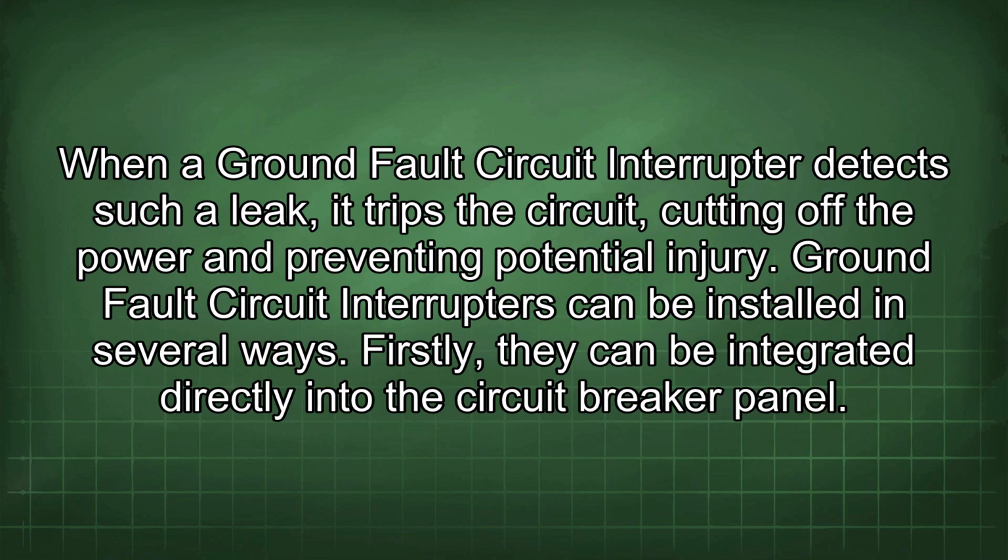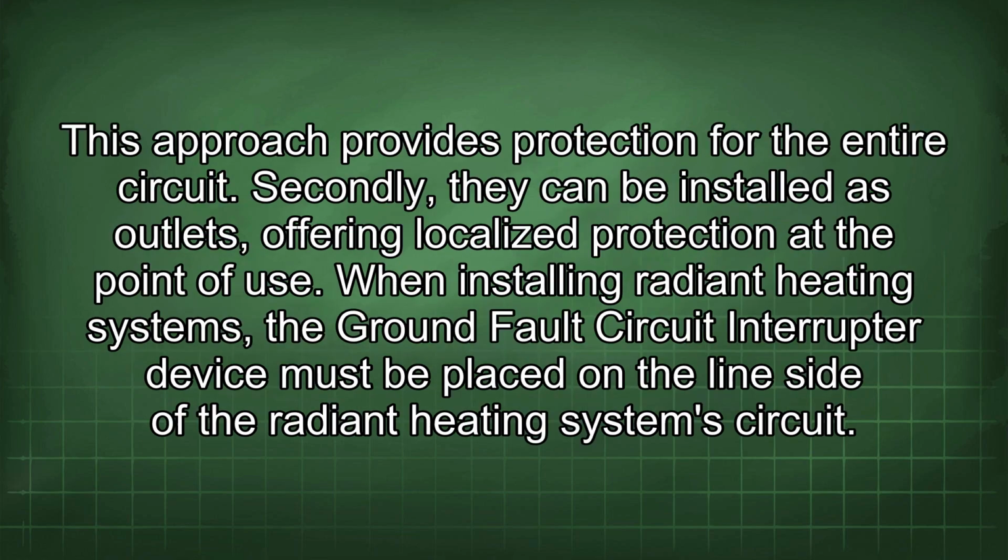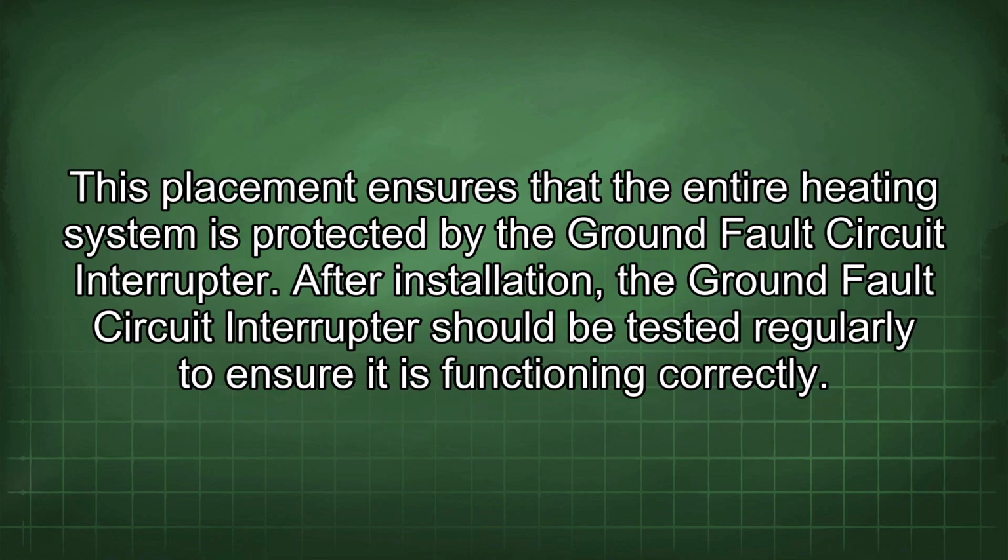potential injury. Ground fault circuit interrupters can be installed in several ways. Firstly, they can be integrated directly into the circuit breaker panel. This approach provides protection for the entire circuit. Secondly, it can be installed as outlets offering localized protection at the point of use. When installing radiant heating systems, the ground fault circuit interrupter device must be placed on the line side of the radiant heating system circuit. This placement ensures that the entire heating system is protected by the ground fault circuit interrupter.